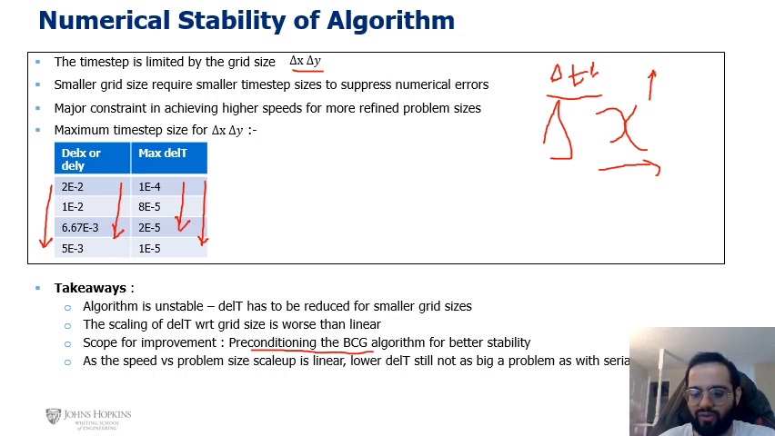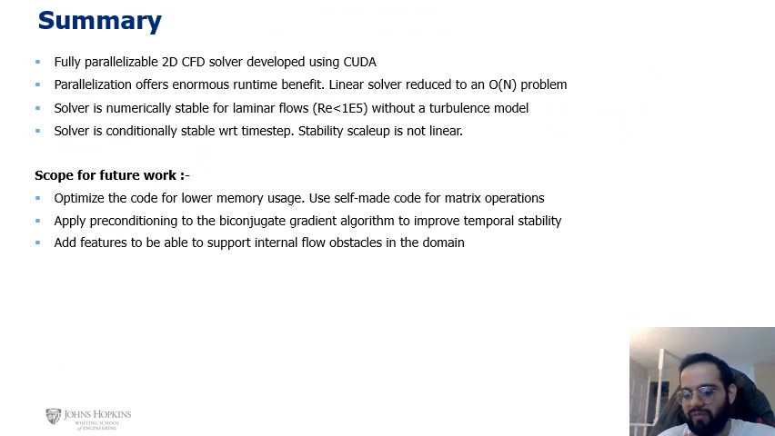That is one scope for improvement: to improve the numerical stability of this algorithm by implementing preconditioning. However, the point to note is that since we already achieved a linear speed up with respect to problem size, the lower delta t may not hurt as much as it would for a serial algorithm, because for a serial algorithm the execution time itself scales as order of n squared with respect to problem size. Here it's only an order of n scaling, so the delta t may not be that big of a problem as it is for a serial algorithm. So that was a brief summary of the algorithm that I implemented.